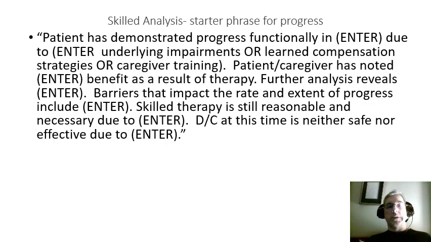Here's a skilled analysis starter phrase, something to think about using as a template for what you'll write in your analysis. The patient has demonstrated progress functionally in, and there's where you put your functional deficit category, due to, and this is where you put in your underlying impairments. In this case, it's underlying impairments that have improved: strength, balance, coordination, etc.